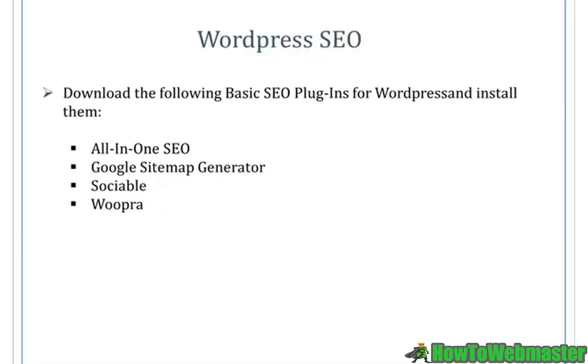All right, some WordPress for SEO. Download the following basic SEO plugins for WordPress and install them. One of them would be All in One SEO. That's probably one of the big ones that you would do. That's a plugin. You can go to the back end of your site, to the dashboard, and you will see where it'll say plugins.